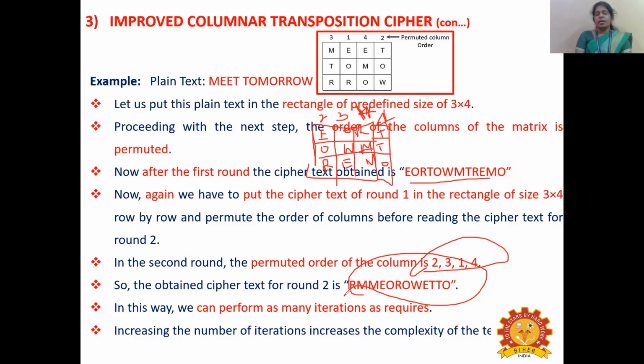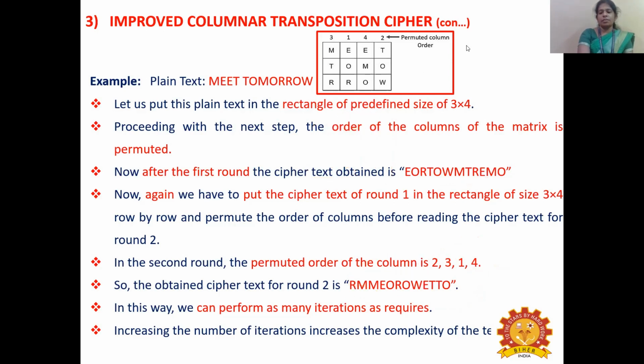You can try it multiple times. If your n size is greater and the number of rounds is greater, then it is very complex for the hackers to track the message. This is the improved columnar transposition cipher.